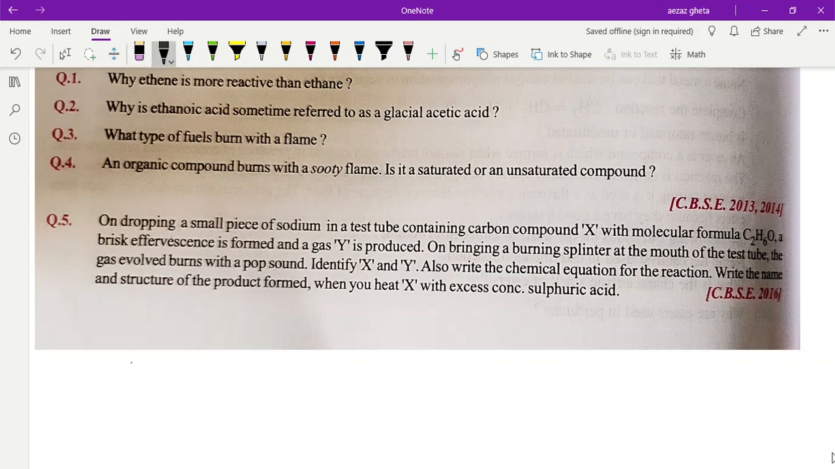See here, ethene, मतलब like C2H4, and ethane, C2H6. Ethene is more reactive because of the presence of a double bond, remember. Ethane has a single bond, so it is stable, so it is less reactive. So ethene is more reactive due to the presence of a double bond, because it is unsaturated, you can write.